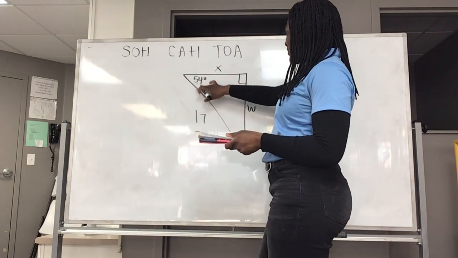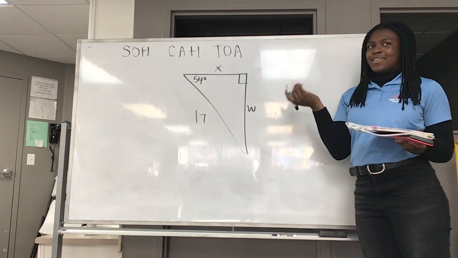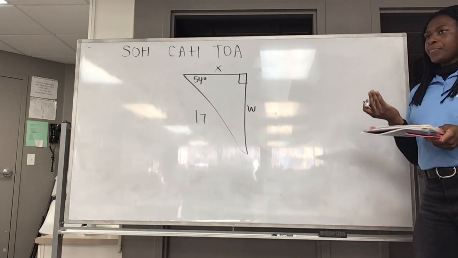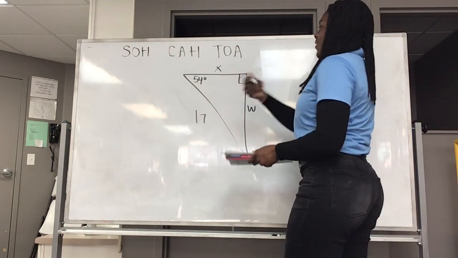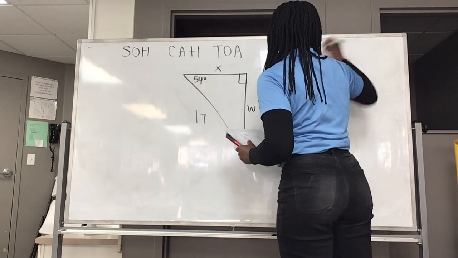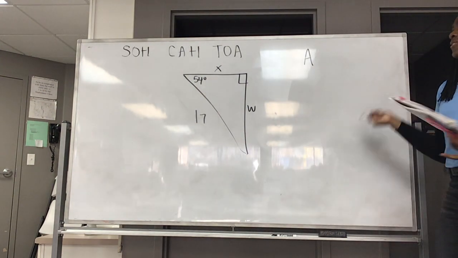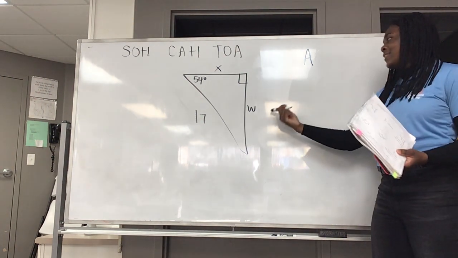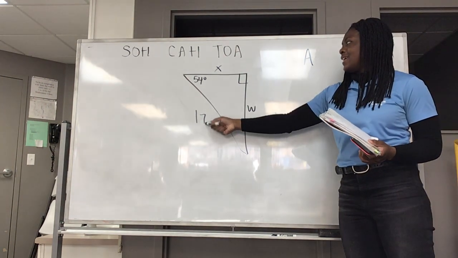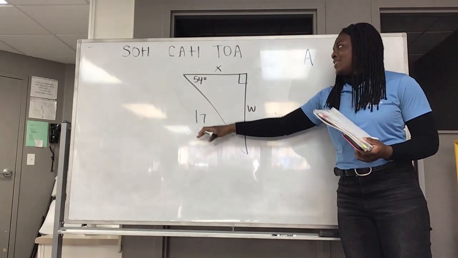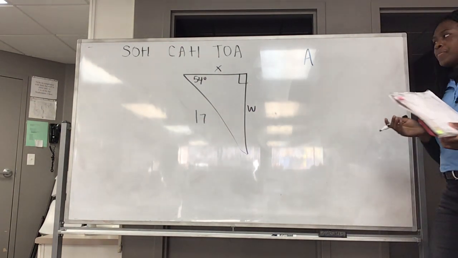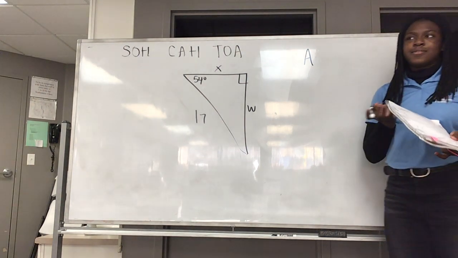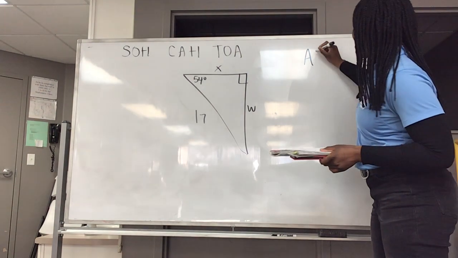So in regards to angle 54, what side is x? Is it the opposite? Is it the hypotenuse? Or is it the adjacent side? It's the adjacent. Yeah. So we know that we're going to have to use an A. Okay. And then if we're going to use another side length, we can either use 17 or W. Well, we don't know W, so we're going to want to use 17. So what is that side 17 in regards to angle 54? Is it the opposite, hypotenuse, or adjacent? Yep. So A and H.